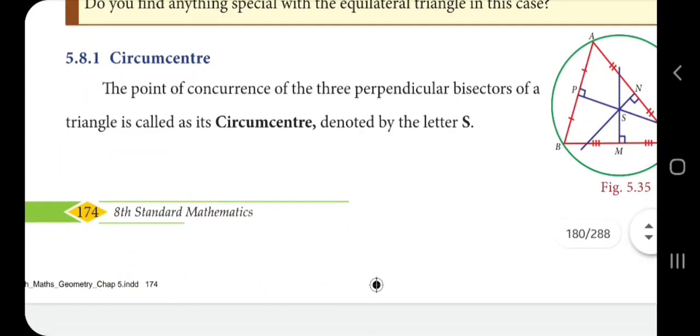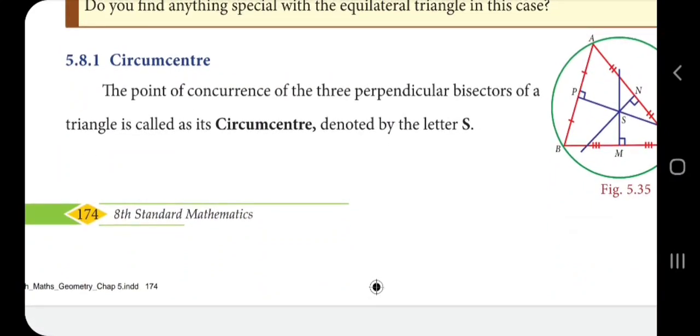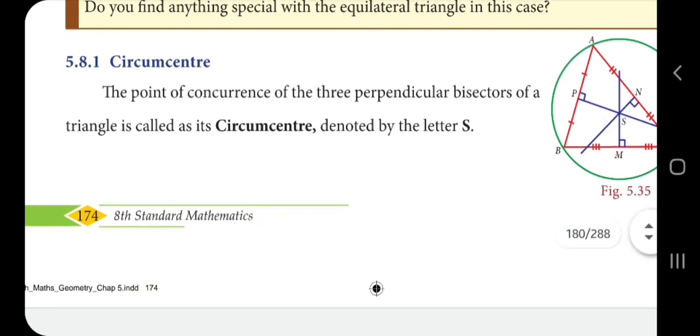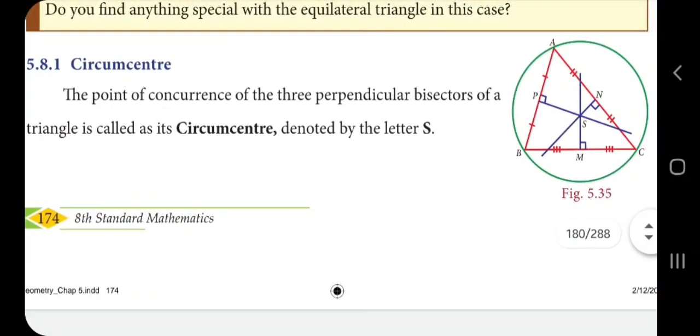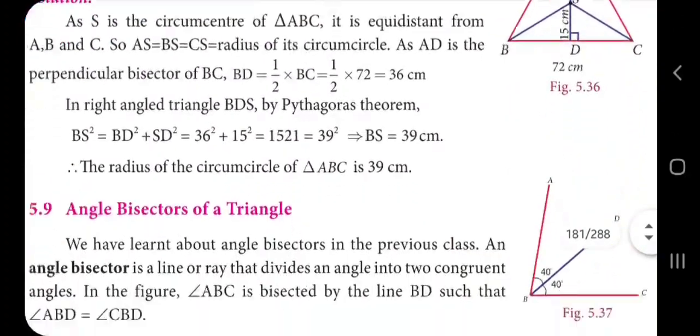Then circumcenter. The point of concurrency of the three perpendicular bisectors of a triangle is called its circumcenter, denoted by S. If you place the compass at it and draw a circle, it will touch all the vertices of the triangle. That is the circumcenter. So this is enough for today's class.